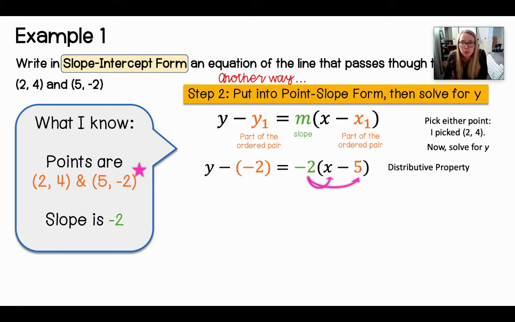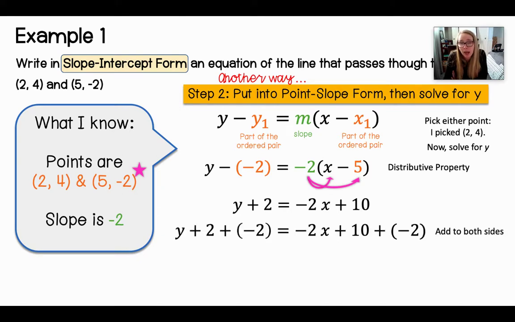The first step we do now to solve for y is the distributive property. So it's the same steps solving for y. We're going to do the distributive property first. y plus 2 equals -2x plus 10. And then we're going to subtract 2 from both sides, or add -2 to both sides, and we get y equals -2x plus 8.